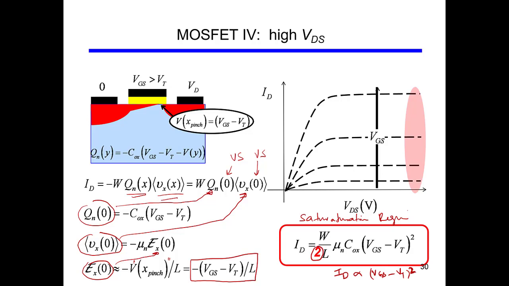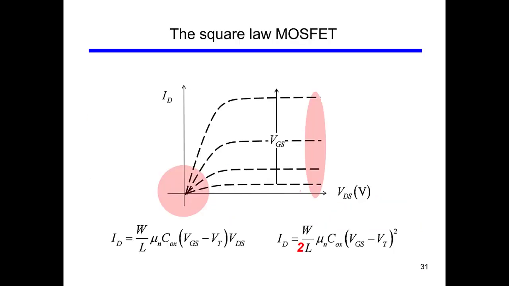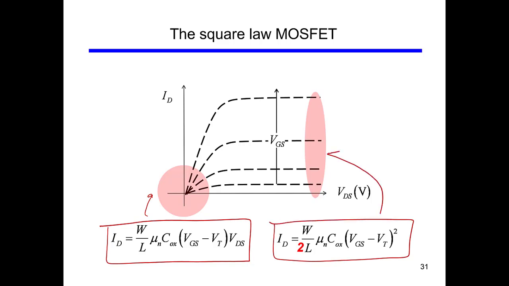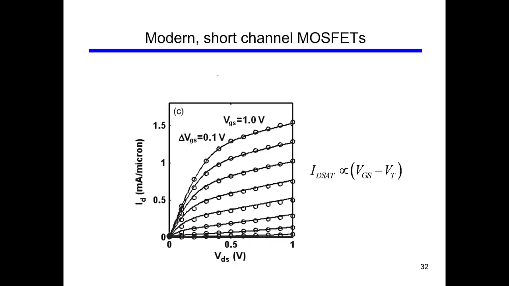So this is the square law model: due to pinch off in the saturation region, the current saturates, and it is described by this formula. This is the square law MOSFET, and we have both equations. This is the equation for the linear region, and this is the equation for the saturation region. We haven't gone through this yet, but we will come back to it in the next lecture.